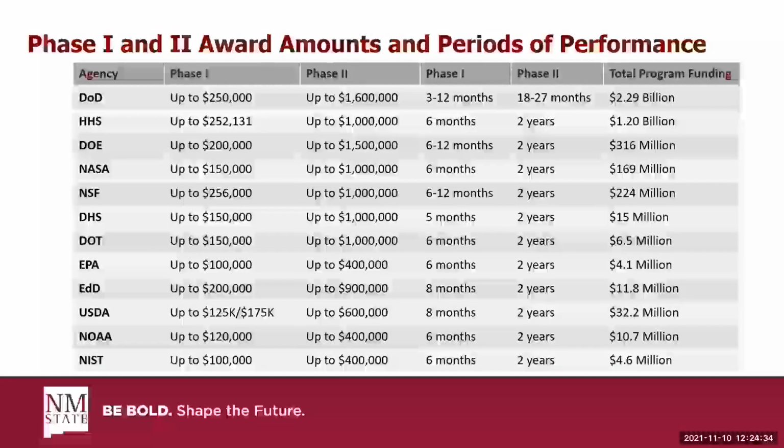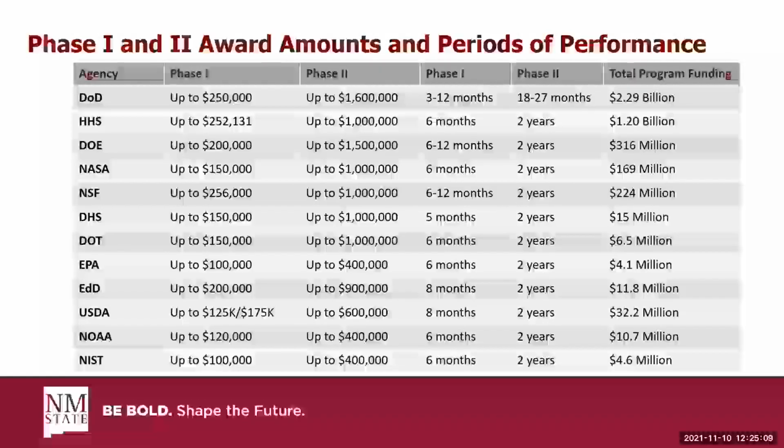But we put together this chart to show you the phase 1 and phase 2 award amounts and the periods of performance for each agency. Again, this can vary because within, say, DoD, there's all of those different components. And so that's why we say up to. But generally for your phase 1, you're looking at anywhere from 100K up to about 250K. And then for phase 2 across all agencies, usually around 400K up to 1.6 million. We've seen them go up to 2 million.